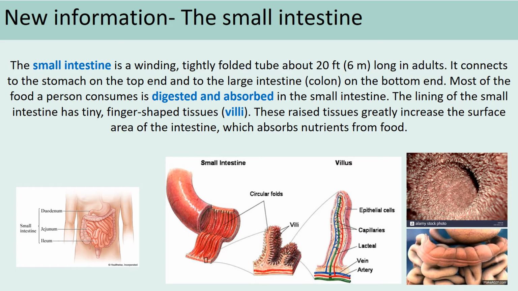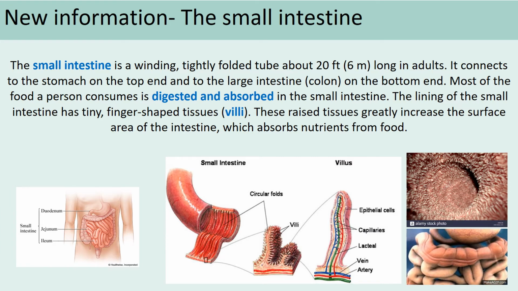So it's actually the longer of the two types of intestine, but the reason it's called the small intestine is that it's a lot thinner. It's got a smaller diameter of the tube, which means that you can fold it more often. It connects to the stomach on the top end and to the large intestine, or the colon, at the bottom end. So it's a tube that goes between the stomach and the large intestine. Most of the food a person consumes is digested and absorbed in the small intestine.